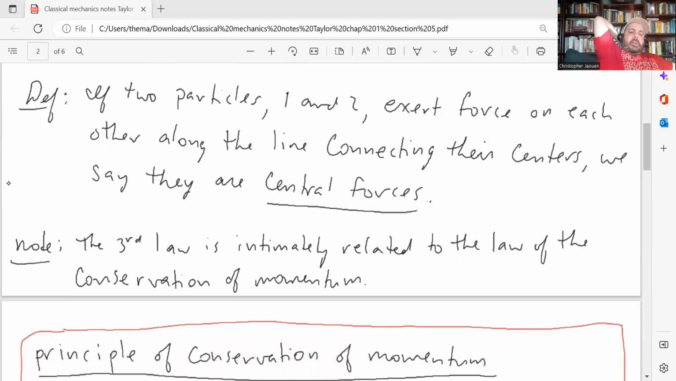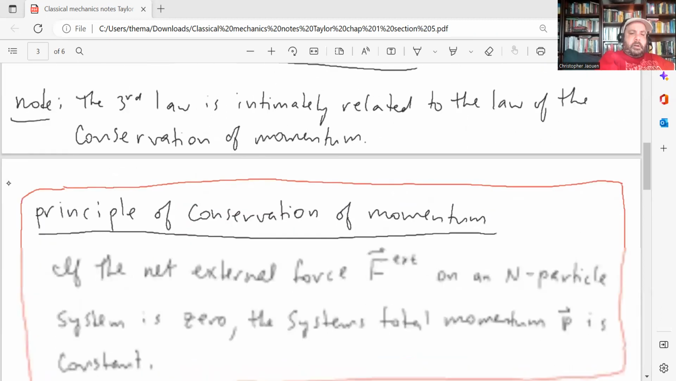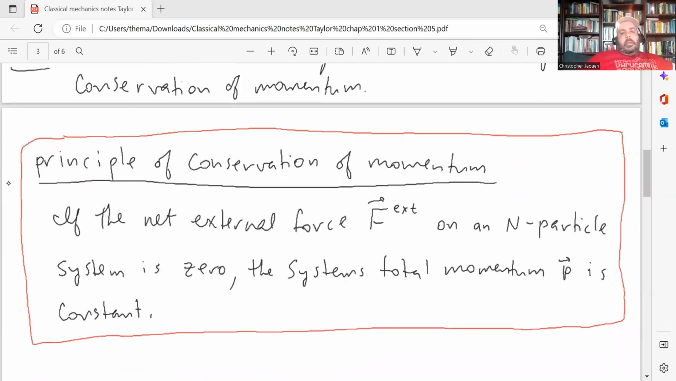Okay, and then here I have a note. The third law, Newton's third law, is intimately related to the law of conservation of momentum, which I'll state below here in the box. This is the principle of conservation of momentum.